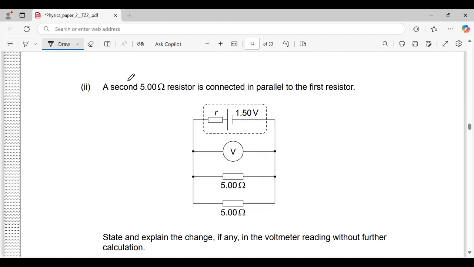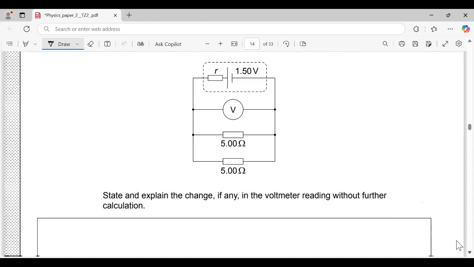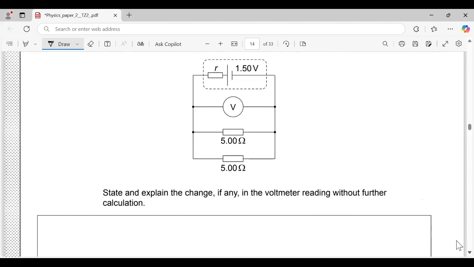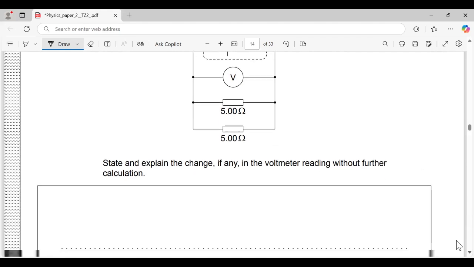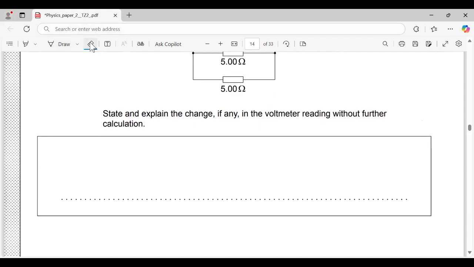A second 5 ohms resistor is connected in parallel to the first resistor in this circuit. State and explain the change, if any, in the voltmeter reading without further calculation. Without calculation, we are going to explain. I have prepared my explanation.